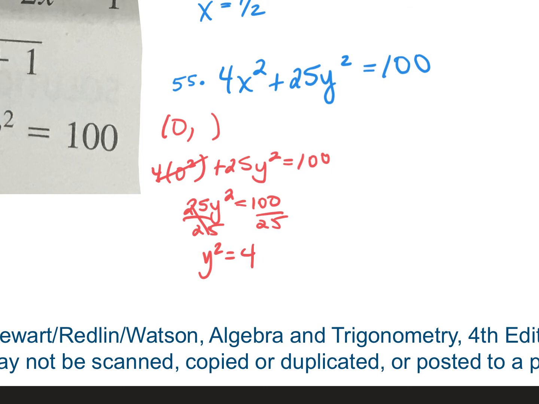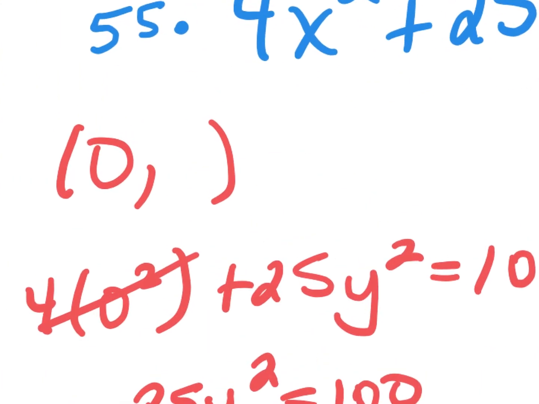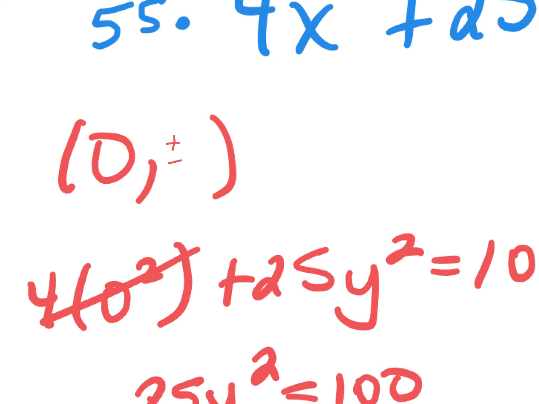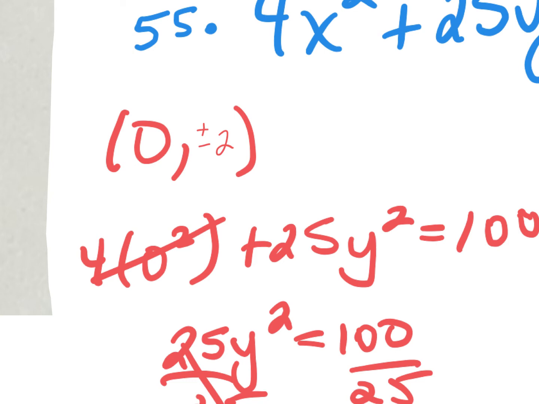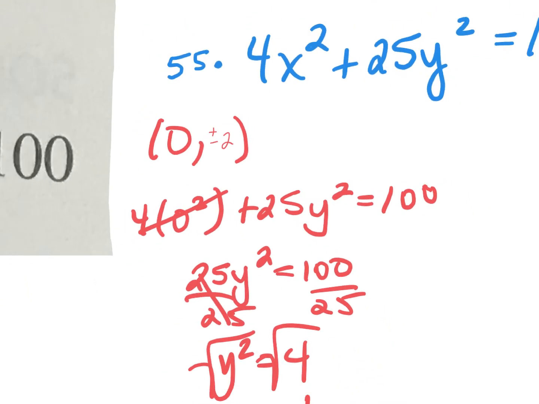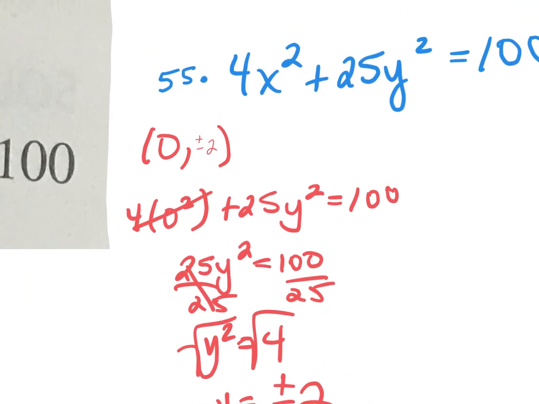Take the square root. Guys, did I physically put the square root on top of that number? Did I draw the square root on top of 4? So what goes in front of my answer? Plus or minus. Good. What's the square root of 4? 2. So you have an intercept at 0, positive 2, and at 0, negative 2. If you only tell me one of them, then you only got half of the answer.